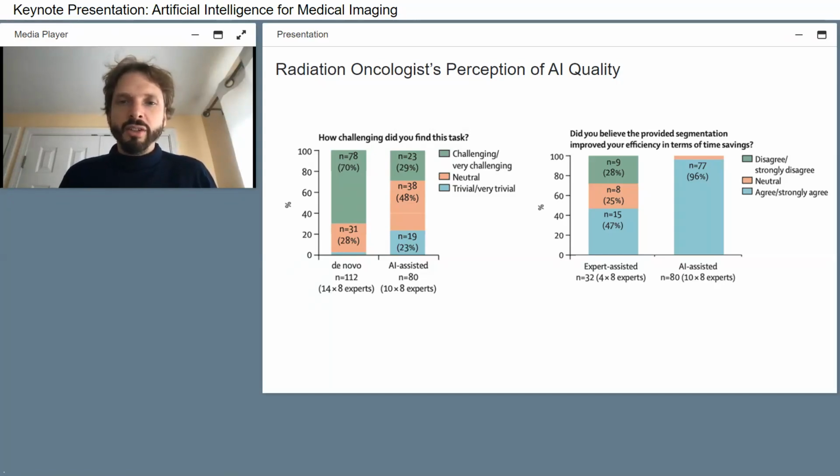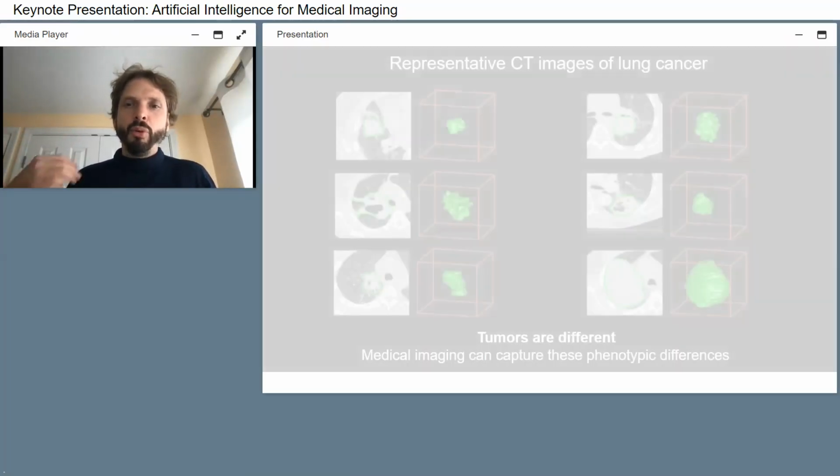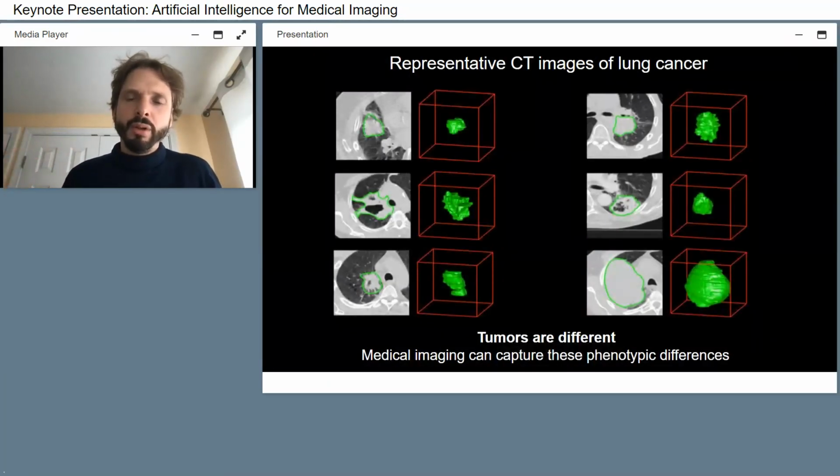Just to give you an idea, we can also go beyond what humans can do. This is a field that we call radiomics, where we extract a large number of characteristics from these tumor lesions, and this goes beyond what humans can see, more than meets the eye.